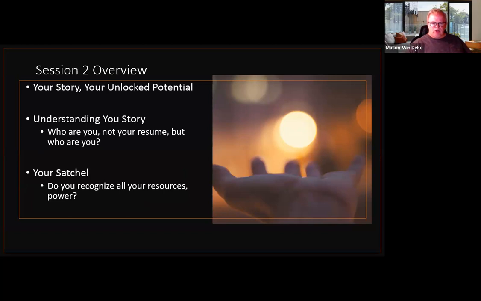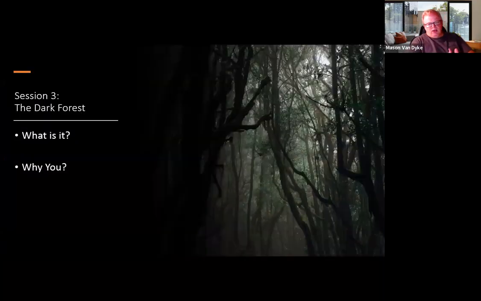We talked about understanding your story and what resources you truly have within yourself. Most people don't recognize what they have within themselves, for various reasons and limiting beliefs. So I mentioned to Kathy before we started, in this section we're going to deal with just a dark forest. This was actually the hardest one for me to write.